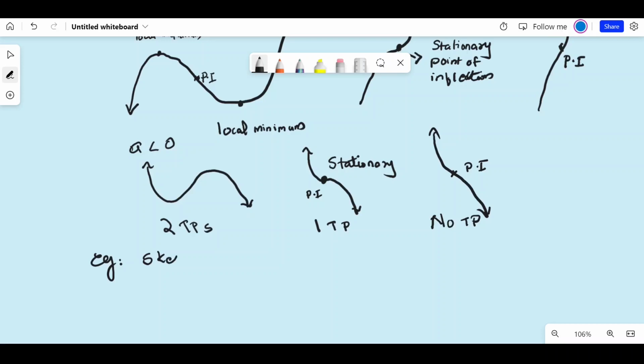Sketch the graph of f of x equals x cubed minus x squared minus 5x minus 3. That's the question. Okay, let's see how to sketch the graph.